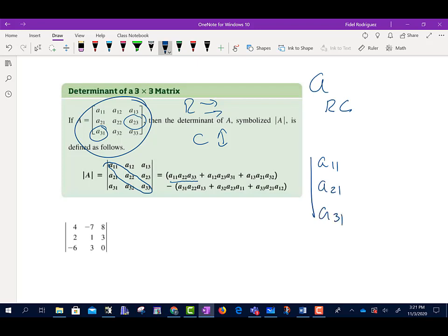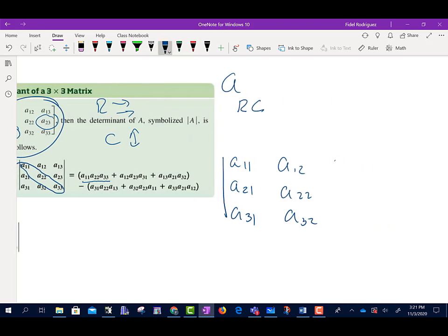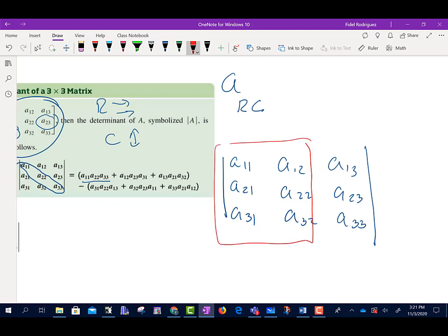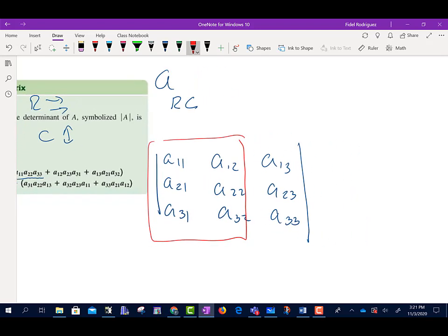Okay, and then A12, A22, A32, and then A13, A23, A33. And then what we do here, guys, is I'm going to take these two and I'm going to copy and paste them again, okay?